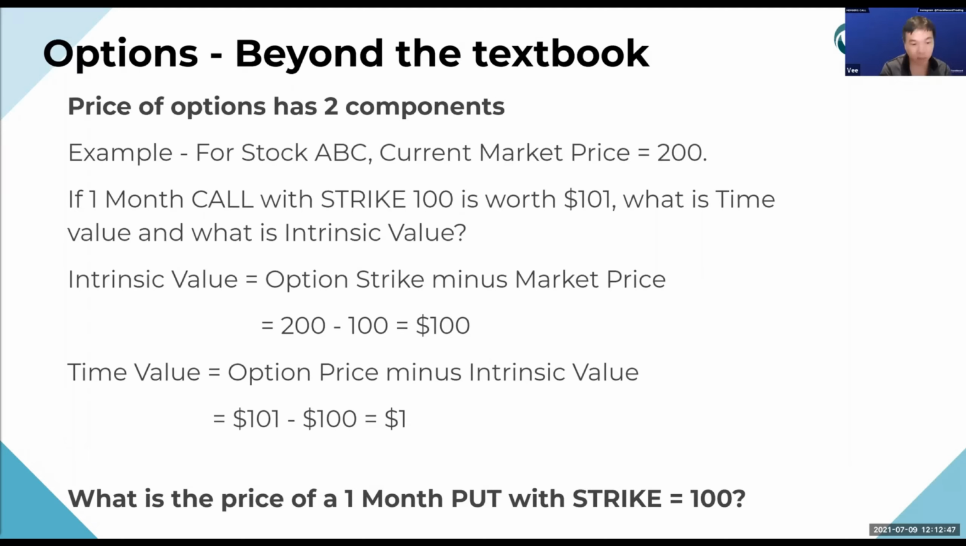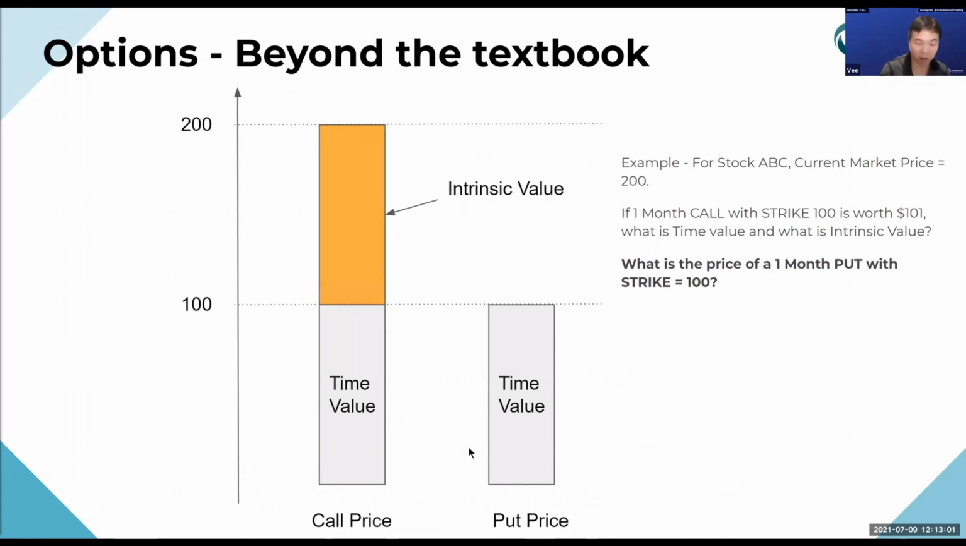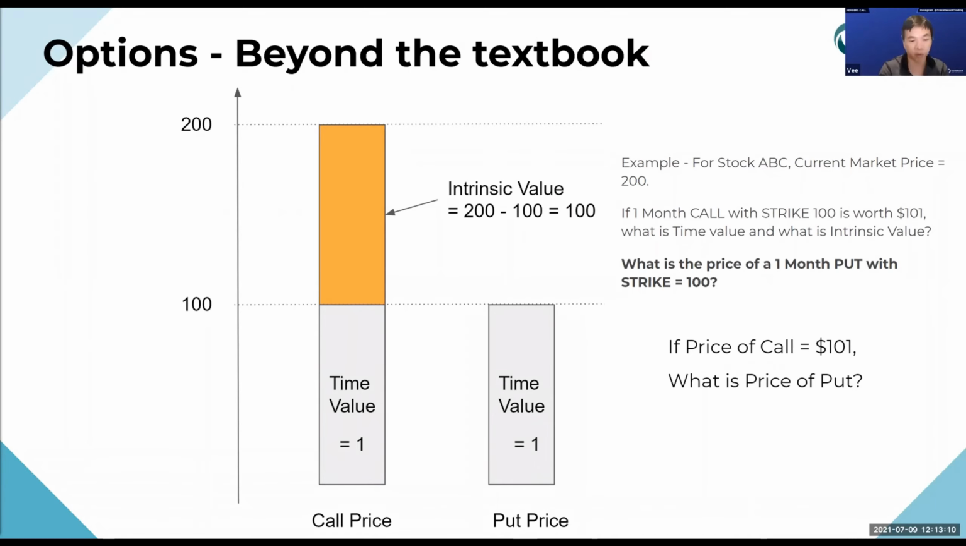So to answer the question, what is the price of a 1 month put with a strike of 100? If you recall, time value is the same for the same strike and the same maturity, right? So it is $1, but if you use the diagram, it is quite easy to see, right? The intrinsic value is 100, the time value is 1, and for the put option, the time value is 1. Hence, the price of the put option is also 1, right? So I'm boring you with this concept because it's quite useful in assessing what you should do with a deep in the money option.